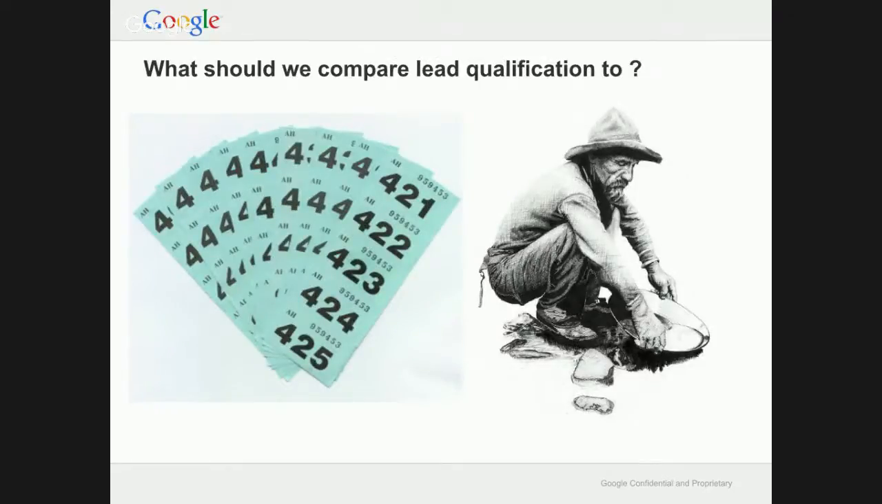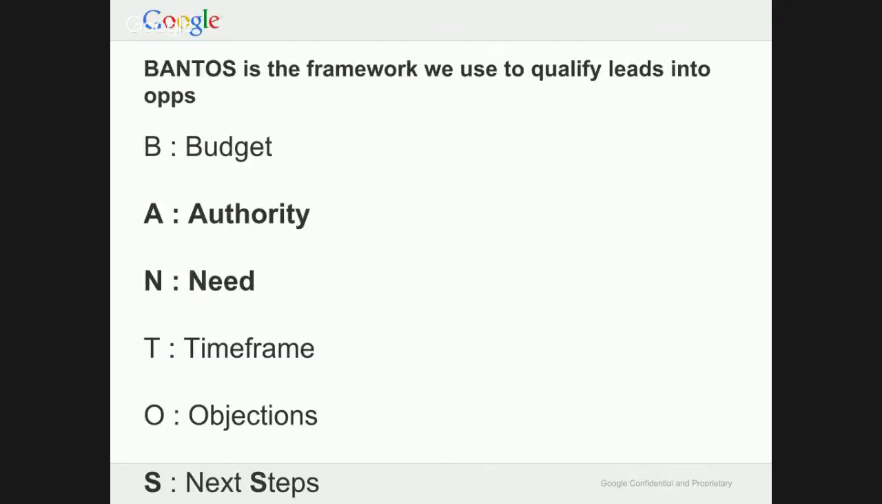What should we compare lead qualification to? Okay, so this is Google's framework for qualifying leads into ops. So as I mentioned to you yesterday: budget, authority, need, time frame, and there's going to be objections. Also covered the objection handling phase, and then next steps. So that basically qualifies that lead.